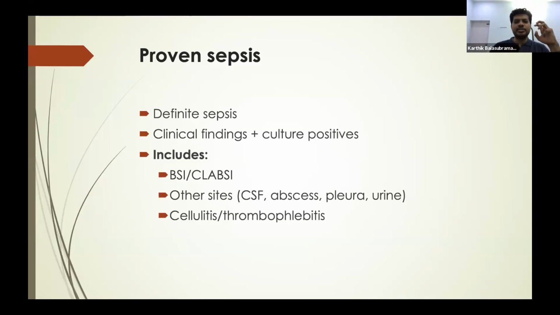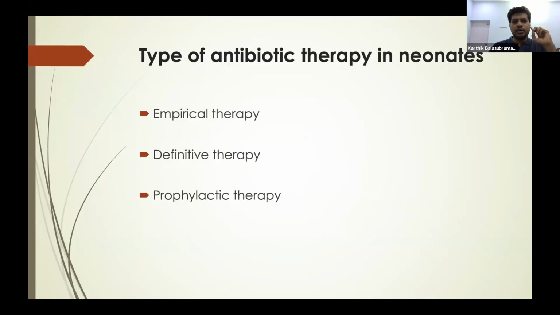Now, why is this categorization important? Because this helps us in rationalizing or formulating the antibiotic policy for any given baby. Now, these are some other definitions. What do you call empirical therapy? Empirical therapy is where you start the baby on antibiotics, but you have not made a diagnosis. Definitive therapy is where you make a diagnosis of infection and then you treat it. So that is definitive therapy.